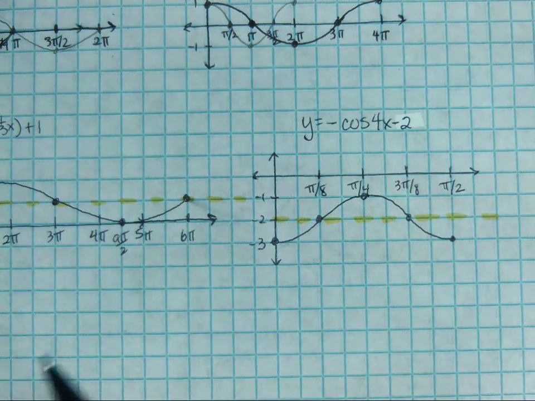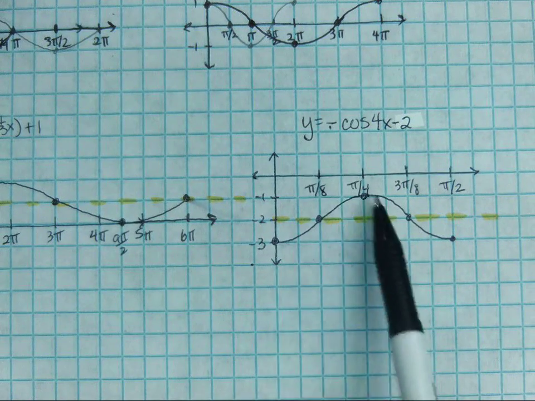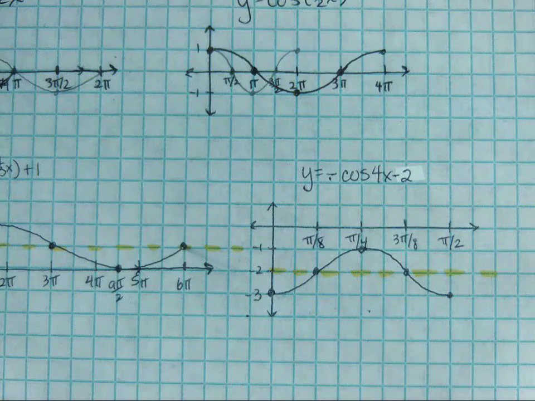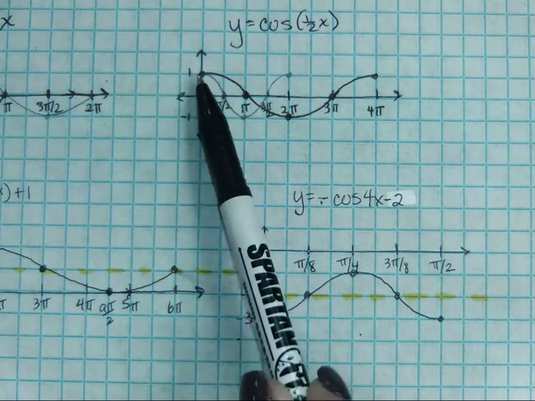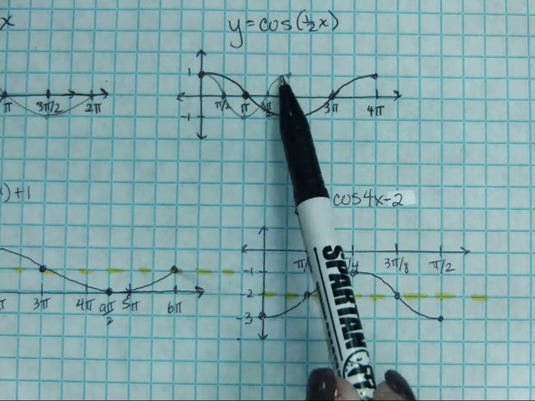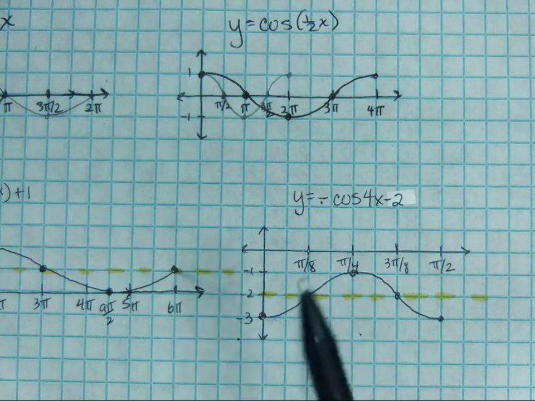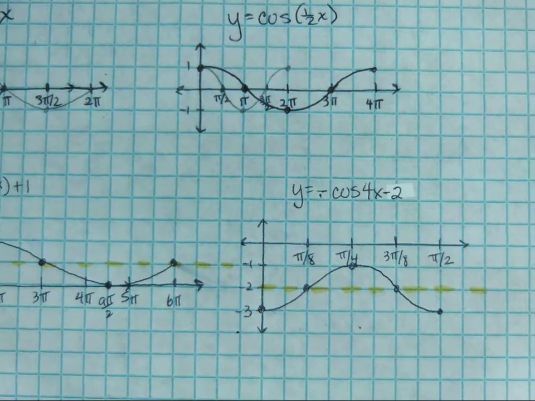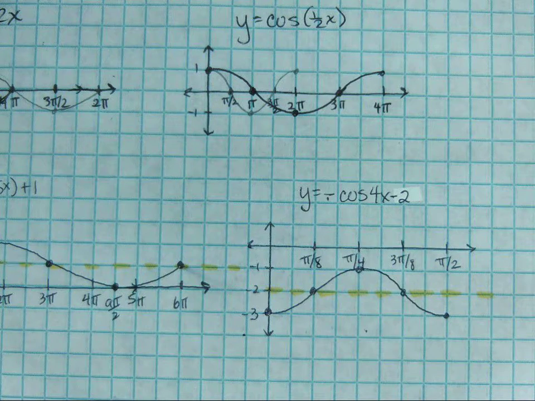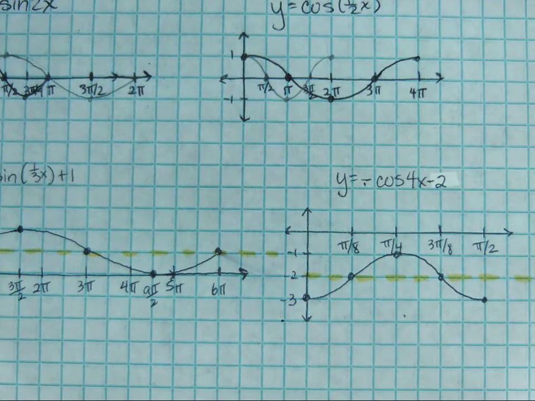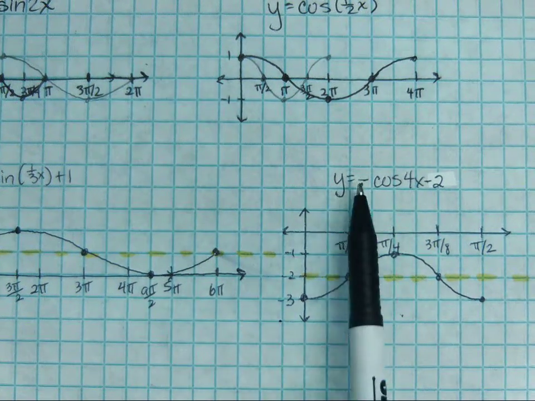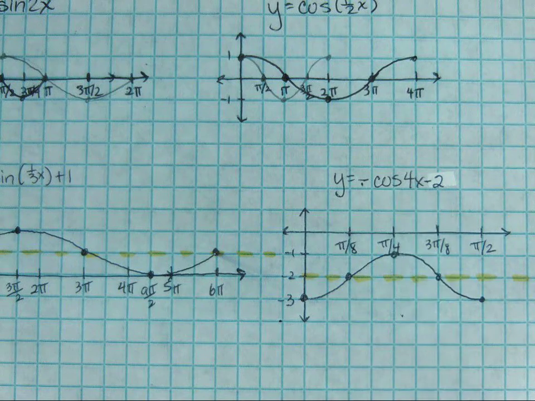So again, you can see that negative reflected what our normal cosine curve is. Our normal curve looked like this, and now I reflected it, or flipped it upside down. So keep working on these. Keep trying to understand the differences between the amplitude, the period, and the vertical shift.